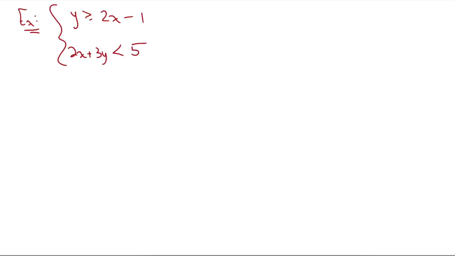So, what would you do first here? Get the second one into y equals slope-intercept form. All right, so this becomes 3y is less than 5 minus 2x. Would you write it that way? Negative 2x. I mean, it really doesn't matter as long as you remember that the negative 2x is the slope part. Plus 5. And then divide by 3. Flip the inequality or no? No, because it's not negative.